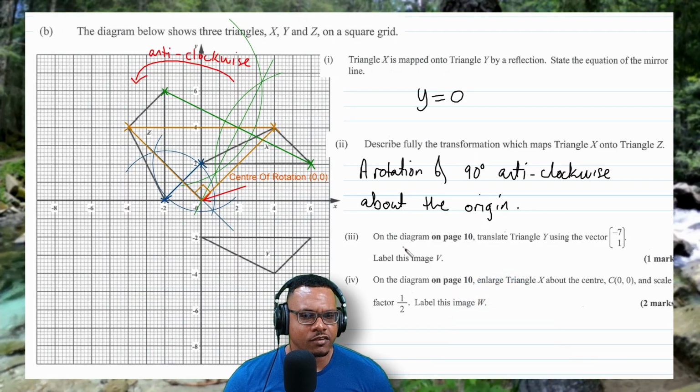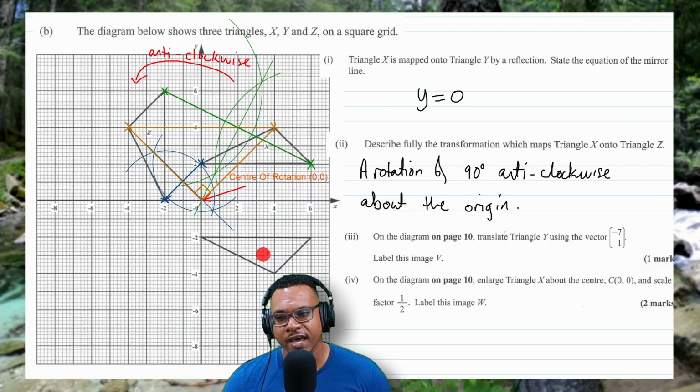So now for part 3, this is on the same diagram. They want us to translate y using a vector of -7 and 1. So -7 is going to be our x component, and negative means go to the left 7 units, and 1 is the y component, which means to go up by 1. So you're taking y and translating that 7 units to the left and 1 unit upwards. And we're going to label this image phi.